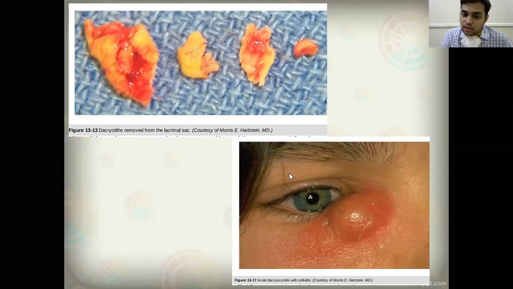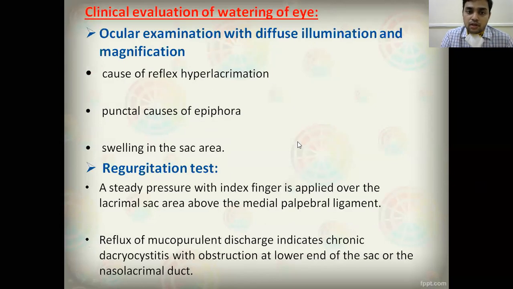And because of the diffuse illumination, there is increased secretion of tears, which we call reflex hyperlacrimation. So these things can be ruled out with the help of ocular examination under diffuse illumination. So next is the regurgitation test.